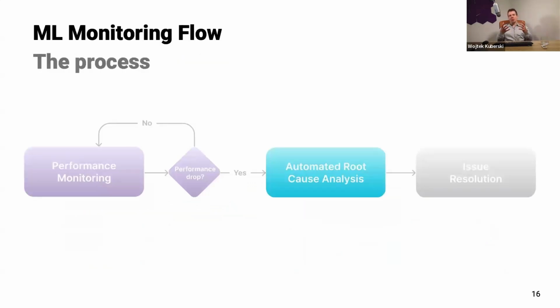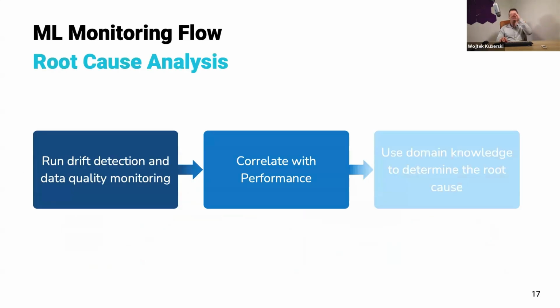Now, if we actually notice that there is a drop in performance, a significant performance degradation, we're going to go to the second step, which is the automated root cause analysis. In that automated root cause analysis, we'll enter a mini flow itself, where we're going to start with running drift detection and data quality monitoring, which is normally something that already happens in the background, but only when you enter root cause analysis is the time to really look at it and go deeper.